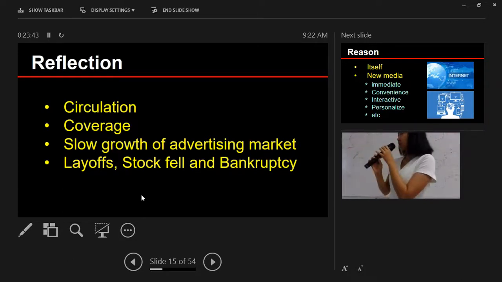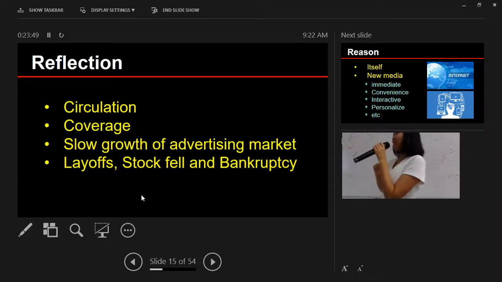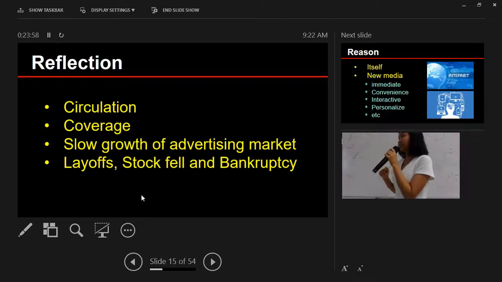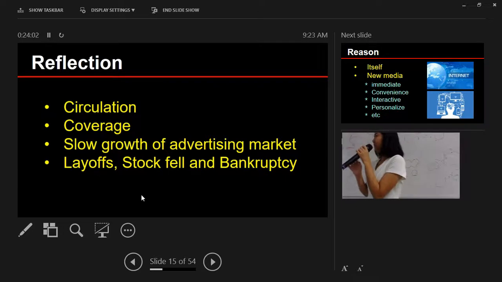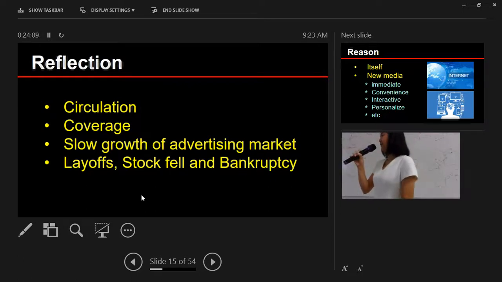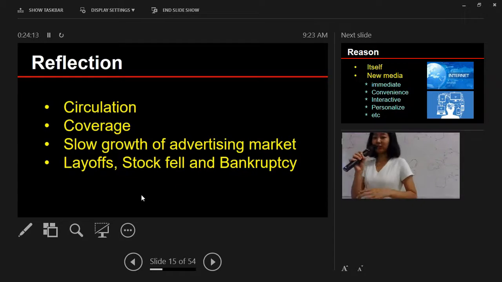According to the data, the newspaper industry in the U.S. lost more than 15,000 jobs in 2009, and in the capital market, many investors lost confidence in the future of the newspaper industry, so they sell the stock.